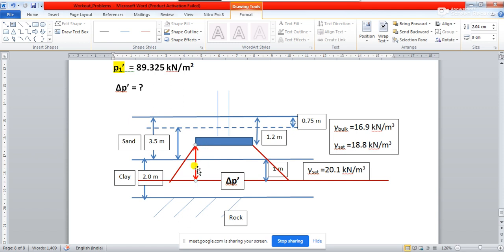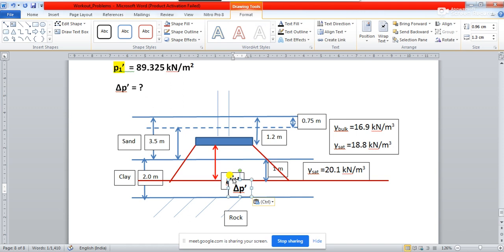And if this is taken as Z, then from this side you see this is a 1:2 distribution, and this is a 1:2 distribution. So what will be the value from here to here? This will be Z by 2. And on the other side also, from here to here, this will be Z by 2. So the breadth of the clay layer where the stress will be distributed will be B plus Z. And now you will have to tell me what is the value of this Z.